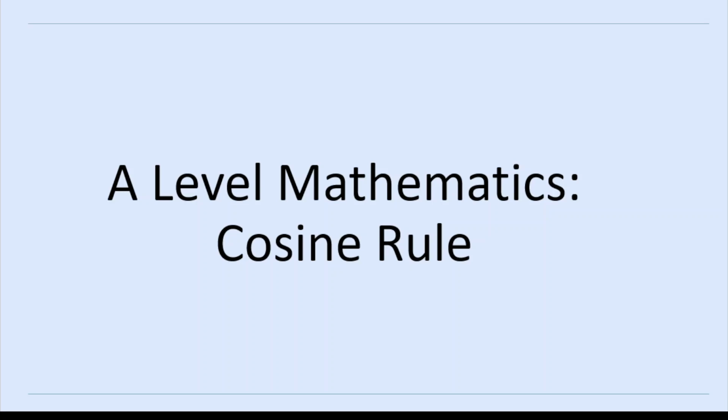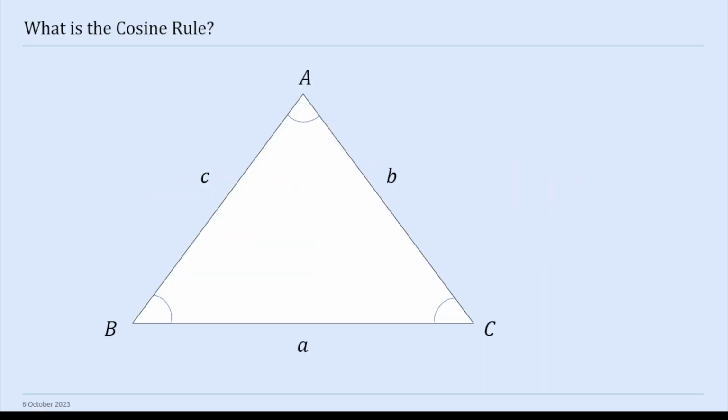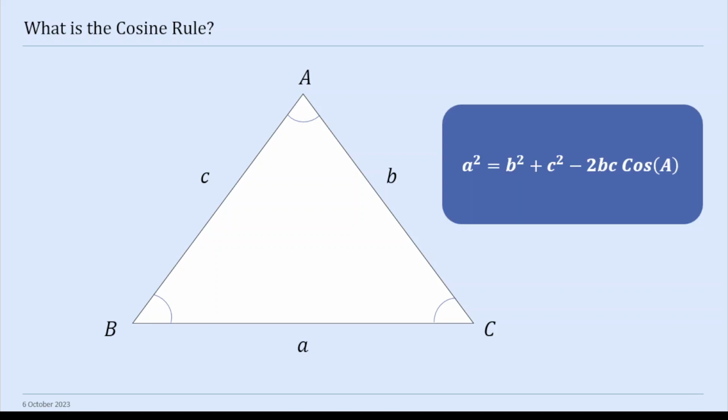I'm Simon. Today we're going to look at the A-level mathematics subject of the cosine rule. So what is the cosine rule? If we have a triangle with sides little a, little b, little c and angles A, B, C, the cosine rule says that a squared equals b squared plus c squared minus 2bc cos A, where A is the angle.